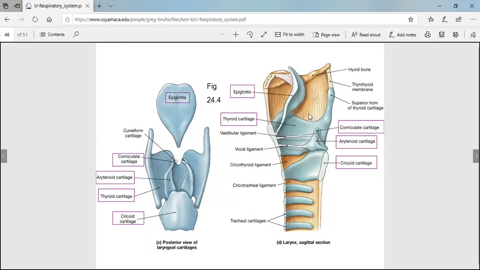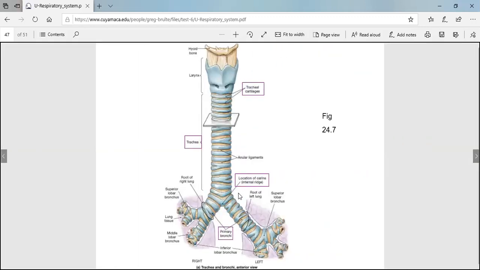So there's your epiglottis, there's your corniculate, there's your arytenoid, there's your cricoid. Now I'm not going to do the vocal ligament and vestibular ligament on this test since we don't have models, we just have pictures. But I could do vocal cord, true and false, right? So there's your trachea, there's carina, there's bronchus, there's your secondary bronchi, right? There's your larynx, so that's your thyroid cartilage, and that's your cricoid cartilage.